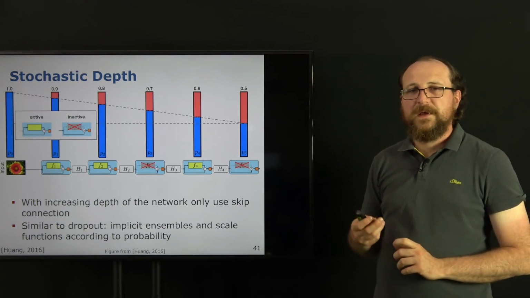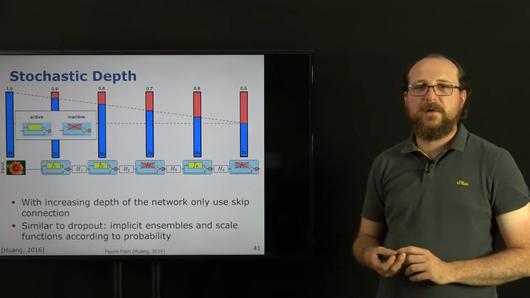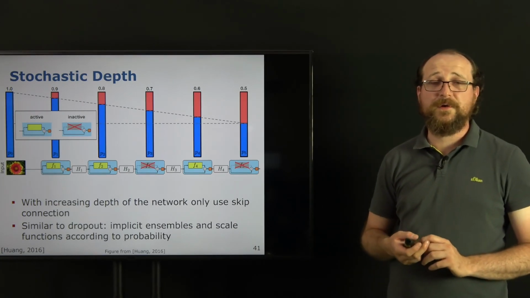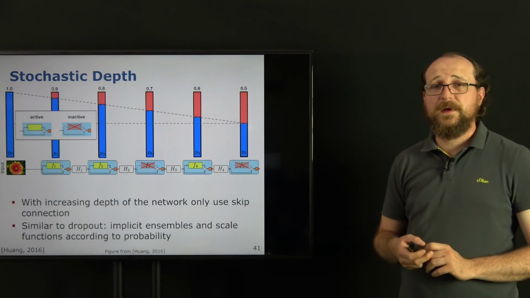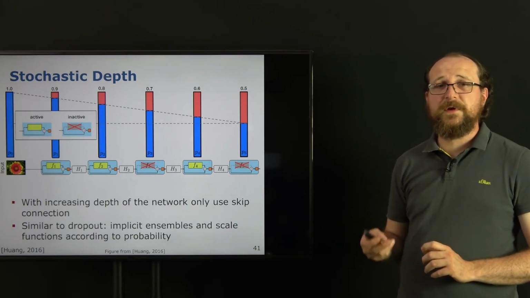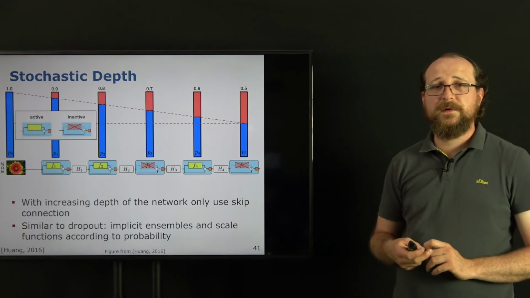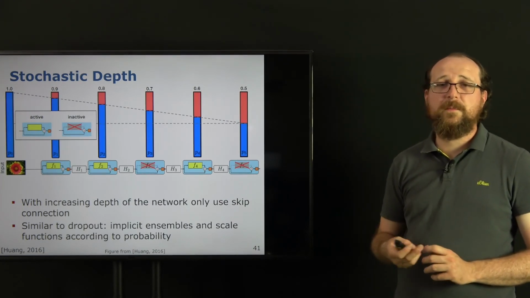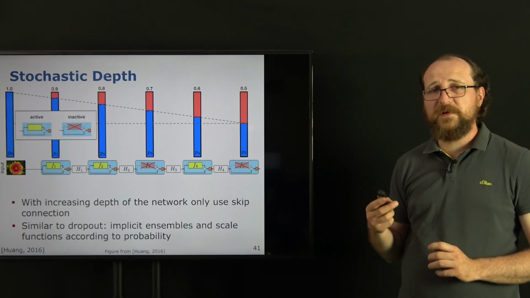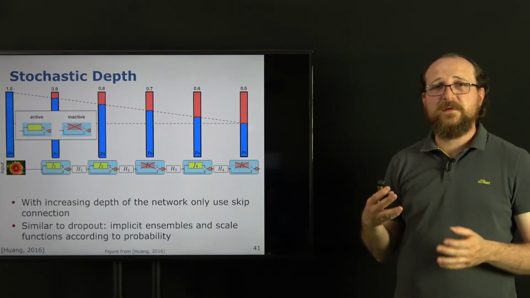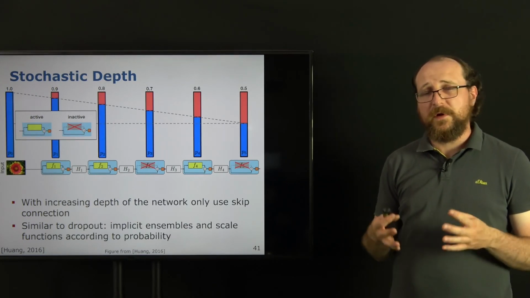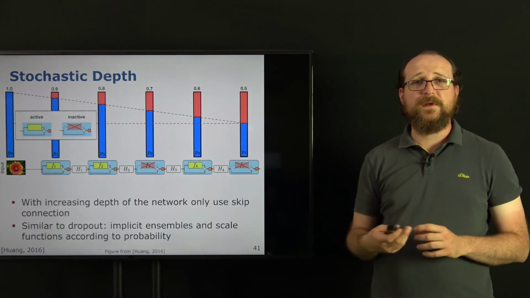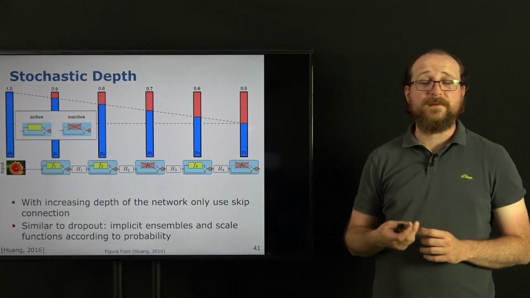And similar to the dropout, we have an implicit ensemble with this, and we need then to scale the function accordingly to the probabilities in the end. But it has been shown that by using this idea of stochastic depth, you basically can learn much better models in the end. So these are the updates that we can do, or the ways that are usually done, to adapt the parameters in a way that we can avoid overfitting or get good results on unseen data.